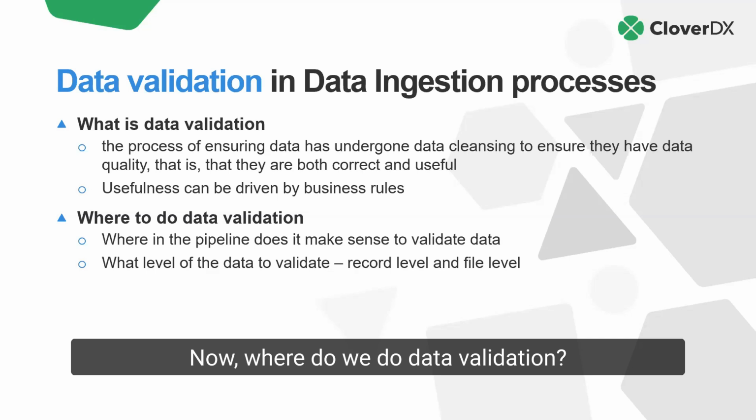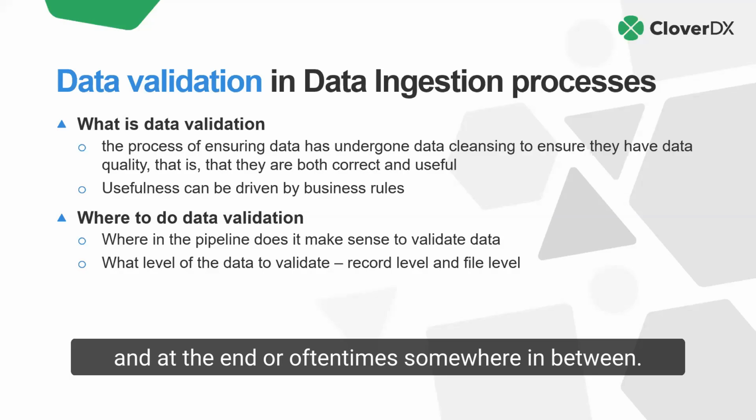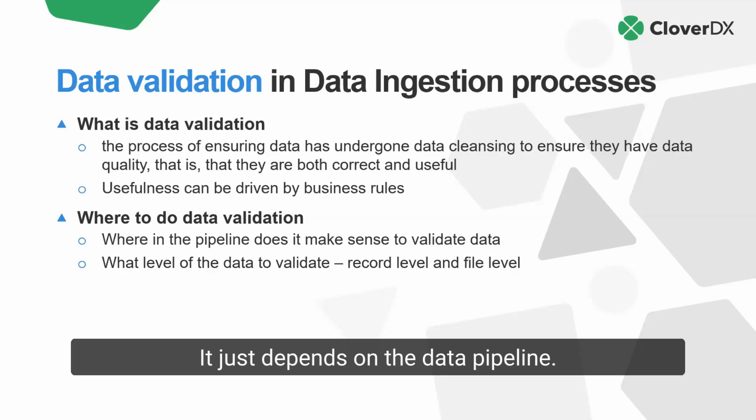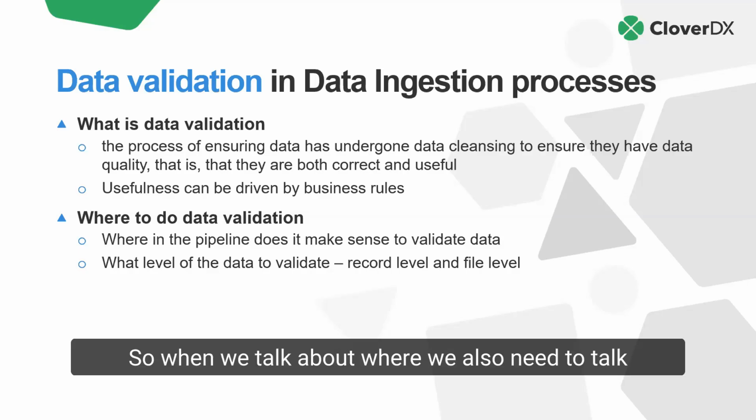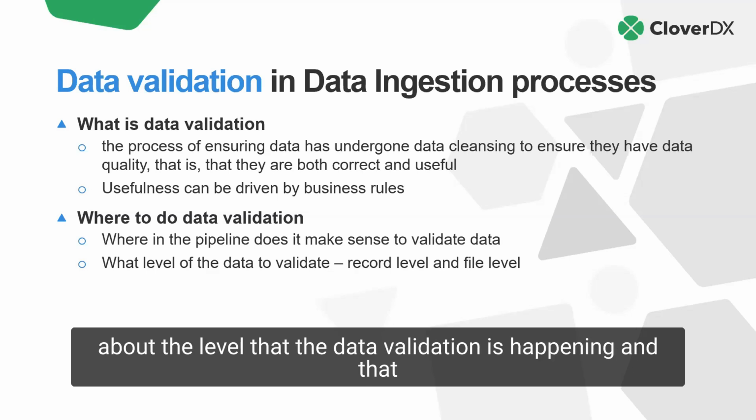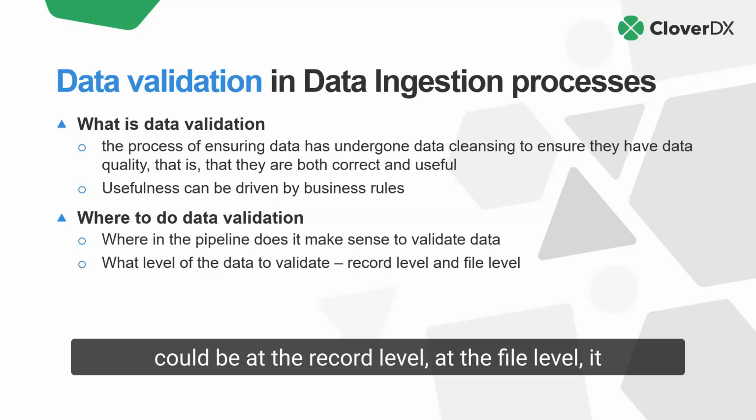Now, where do we do data validation? Data validation is usually done in the pipeline where it makes sense to validate the data. That could change depending on what type of data pipeline you're running, but most of the time you would want to do that at the beginning and at the end, or oftentimes somewhere in between. It just depends on the data pipeline. When we talk about where, we also need to talk about the level that the data validation is happening. That could be at the record level, at the file level, or at the process level as well. So there are different types of data checks for different qualities that you're checking against.